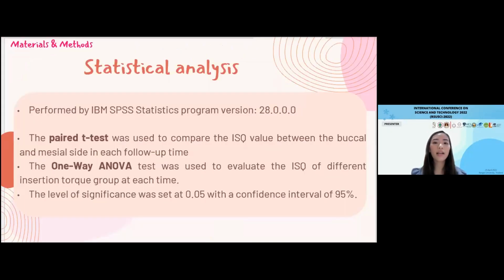For statistical analysis, the paired t-test was used to compare the ISQ value between the buccal and mesial sides at each follow-up time. The one-way ANOVA test was used to evaluate the ISQ of different insertion torque groups at each time.